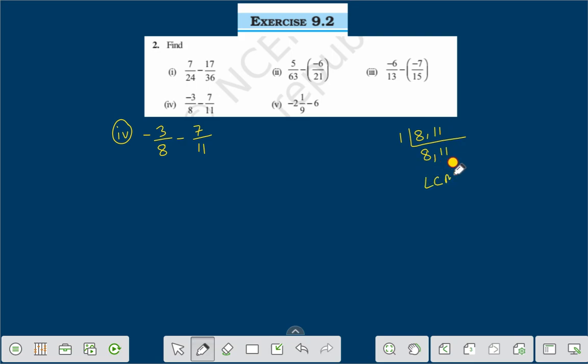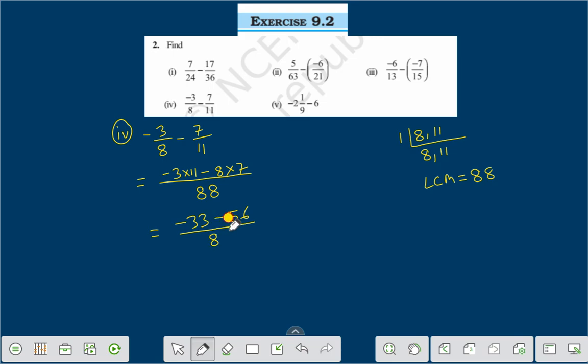Therefore LCM is equal to 8 times 11, which is 88. Therefore we are writing here LCM is 88. Now divide 88 by 8, that is 11, minus 3 into 11. Minus, if we divide 88 by 11, it is 8, 8 into 7. So we are getting minus 3 times 11 is minus 33, minus 7 times 8 is 56.